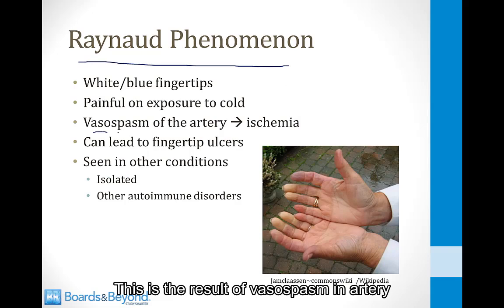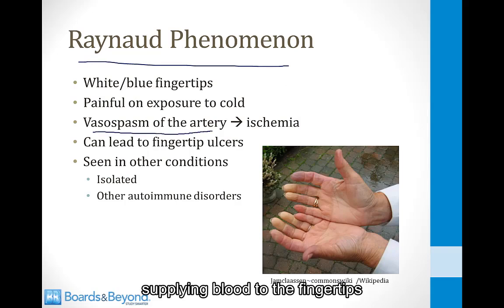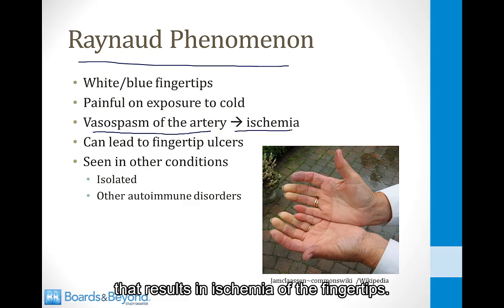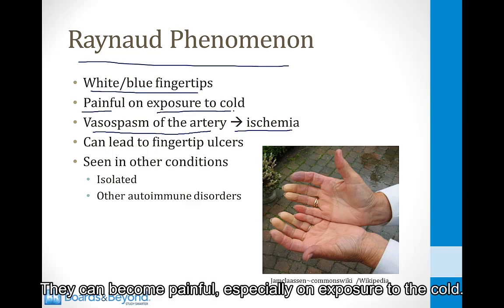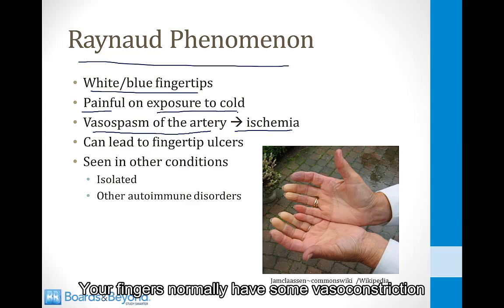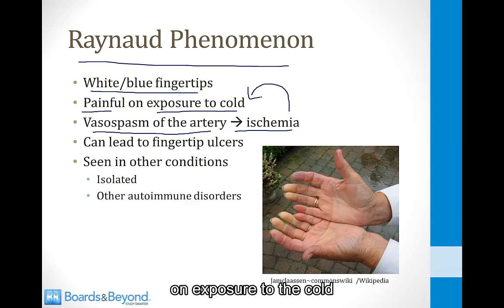This is the result of vasospasm in arteries supplying blood to the fingertips that results in ischemia of the fingertips. Patients who have Raynaud's phenomena can develop white-blue fingertips. They can become painful, especially on exposure to the cold. Your fingers normally have some vasoconstriction on exposure to the cold, and this can trigger vasoconstriction and the Raynaud's phenomena.